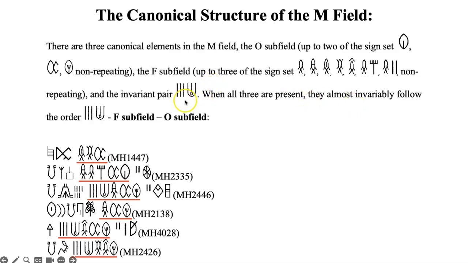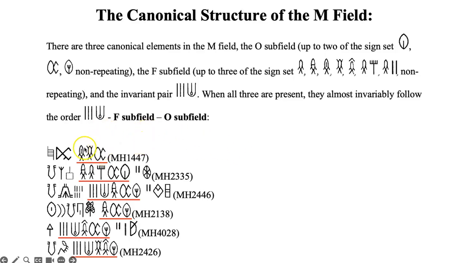And then finally, we have this invariant pair, which I mentioned already. Usually, not exclusively, but almost always, when it occurs, it will be the final element or leftmost element in an M field. Okay. Sometimes it occurs by itself, which we'll talk about later on. But this is the usual sequence right here, where again, going from right to left, we will start with an O subfield if present. Sometimes it's not present, and then the F subfield is next, and then finally this pair here. All right, and you can see some examples of that in this miniature table beneath.